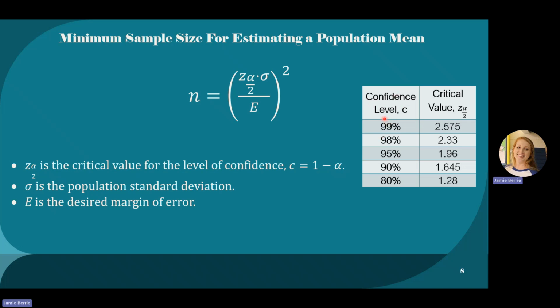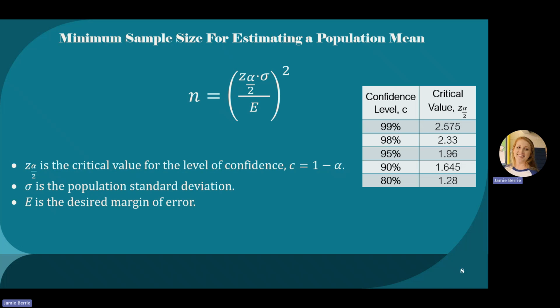Okay, so there's a lot of pieces here. N, of course, we know is the sample size. N is equal to this big fraction all being squared. Here we have this really weird symbol that you've never seen before. It's called Z sub alpha over 2. So I'll write that down.